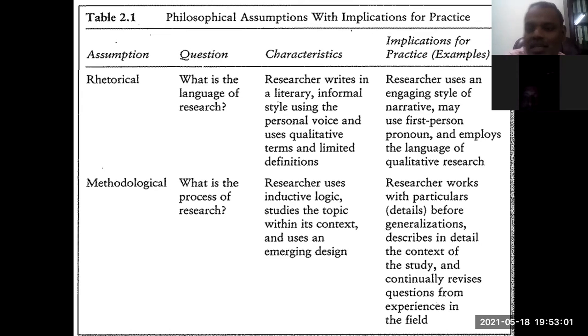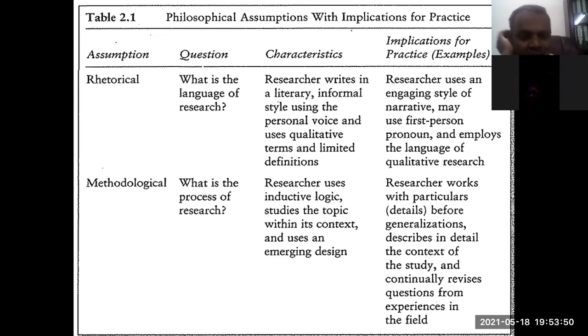So there is the implication. The researcher uses an engaging style of narrative and may use first person pronouns and employ the language of qualitative research. When the readers are reading your report, they need to be part of the report. They need to imagine from your writing that this is what is happening in the field. So you need to give that sort of narrative in your reporting style. Mostly you use first person. Sometimes when you are writing a case study within the report, you bring in the first person. That will make it closer to the readers.